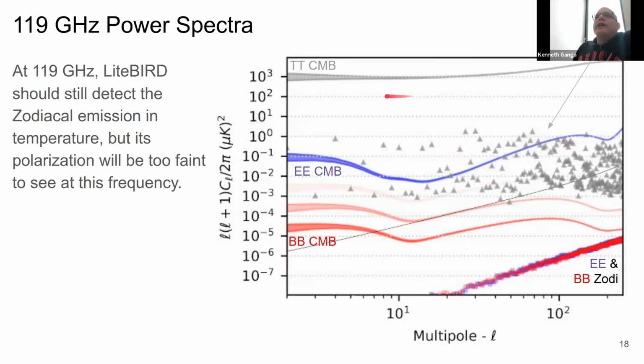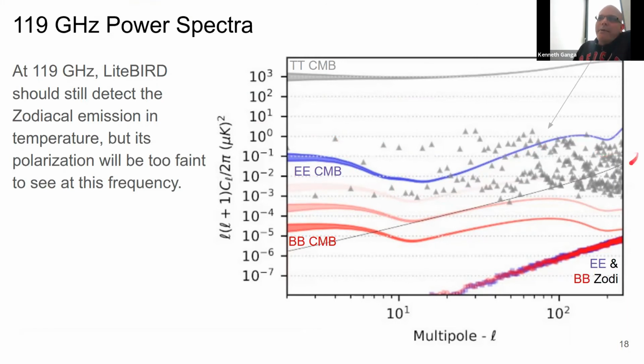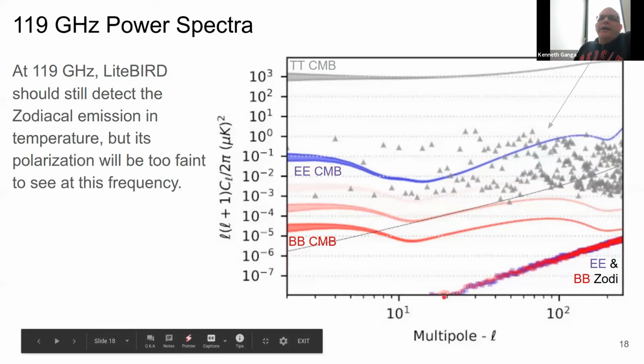In temperature, once again, it's much lower than the anisotropies, but again, it's much higher than the noise floor. So this is going to be detected as well. Maybe not at the smallest angular scales, but this is going to be detected. And if the Zodi is not polarized, it's not a problem even for our B modes.